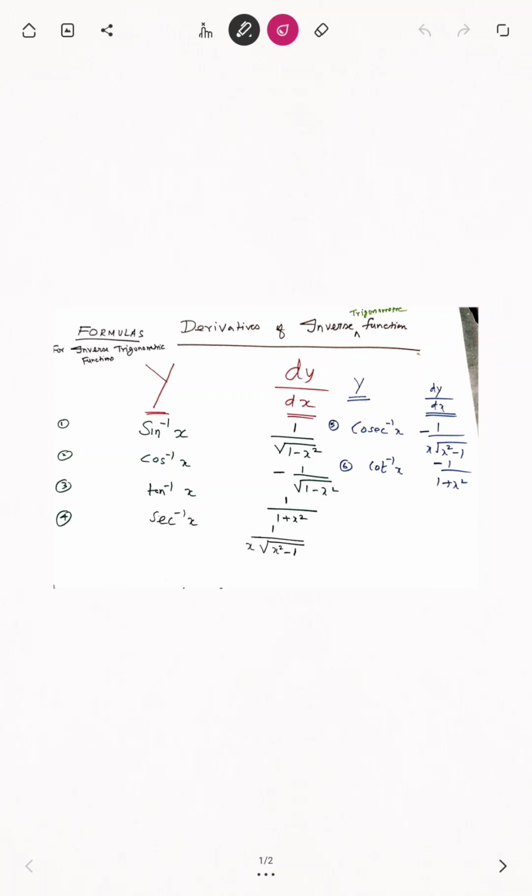Like that, secant inverse x differentiation is 1 by x into root of x square minus 1. Like that, cosecant inverse x differentiation is minus 1 by x into root of x square minus 1. Like that, cot inverse x differentiation is minus 1 by 1 plus x square.